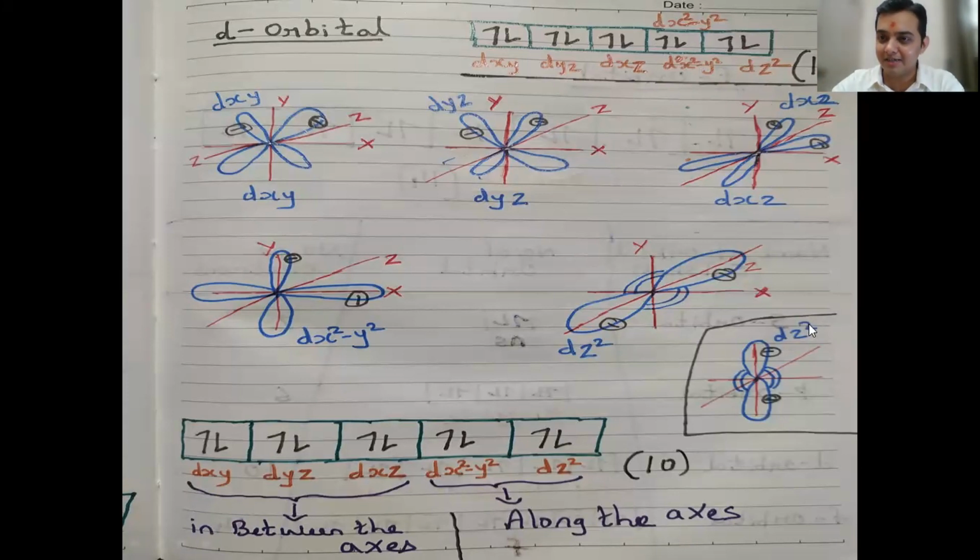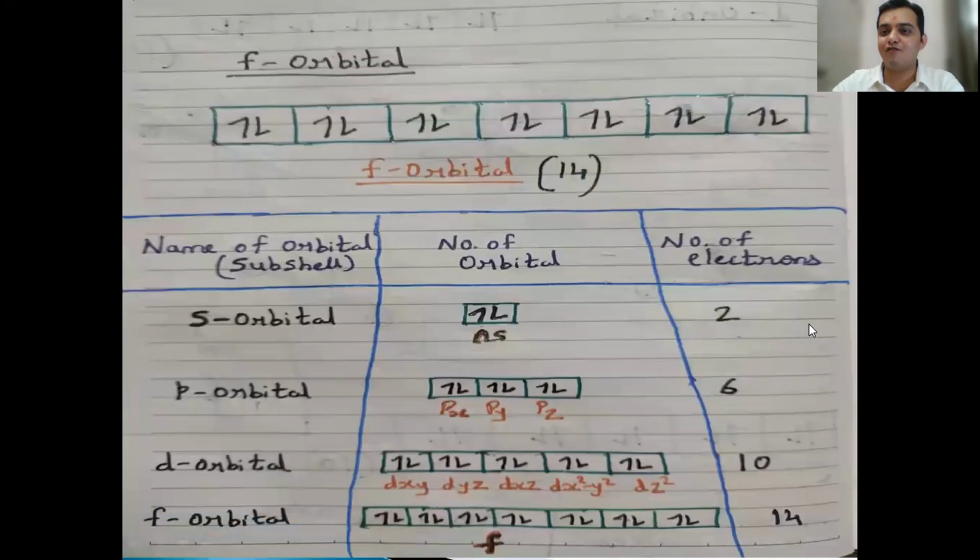And similarly, can I say the F orbital will be seven boxes? Why? Because S was one box, P was three boxes, D was five boxes. Can you see there is a difference of two? S is one, P is three, D is five, F will be seven. I told you I'm not going to show you the shapes of it, but we can make seven boxes. Each box contains two electrons. So seven twos are 14.